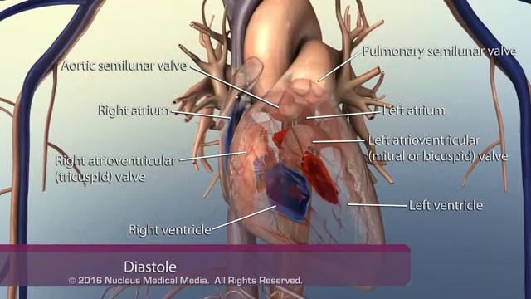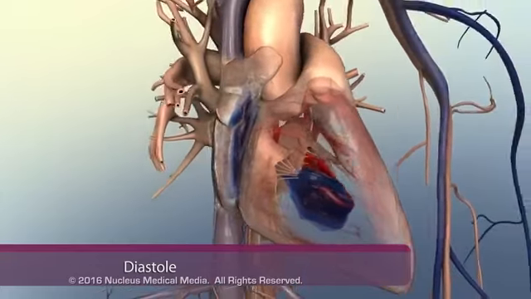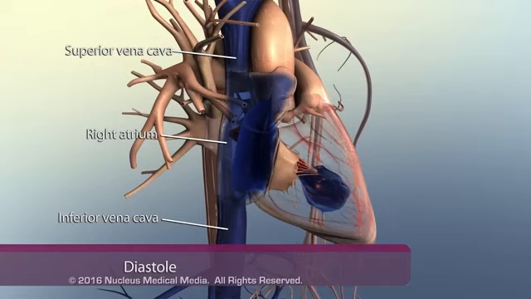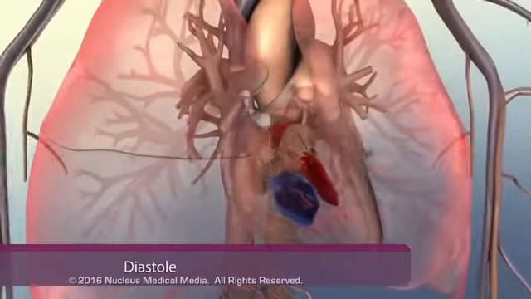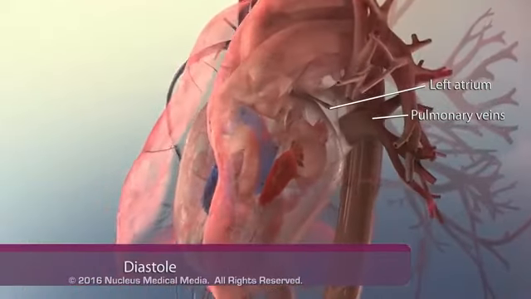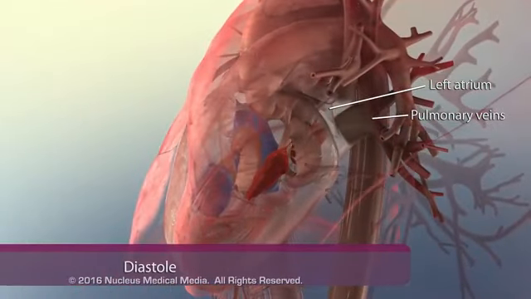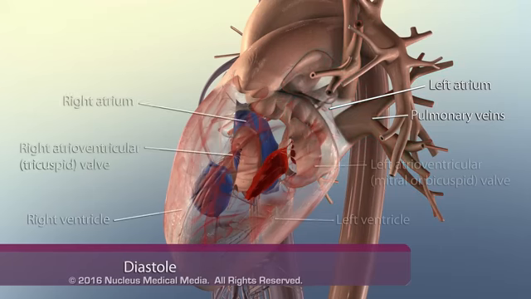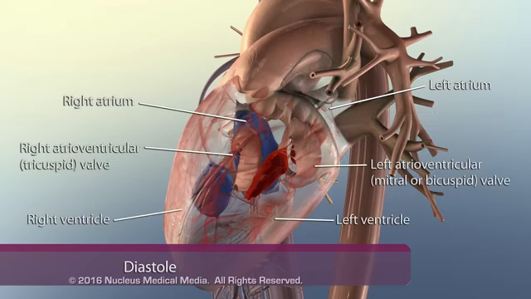Both atrioventricular valves are open while the pulmonary and aortic semilunar valves are closed. Blood flows into the right atrium through the superior and inferior vena cava. Blood flows from the lungs into the left atrium through the pulmonary veins. Then, blood moves from both atria into the ventricles through the open atrioventricular valves.